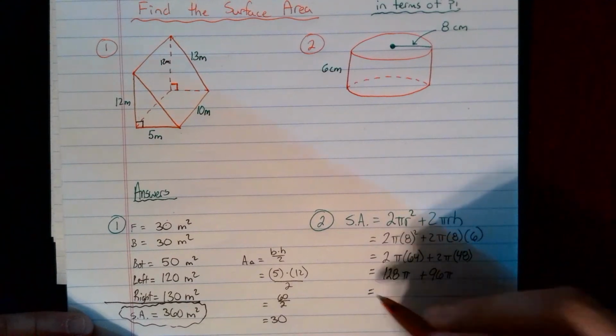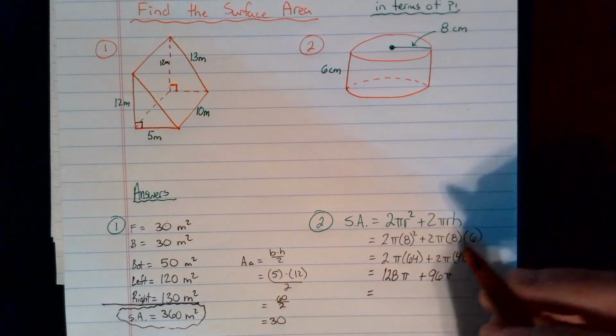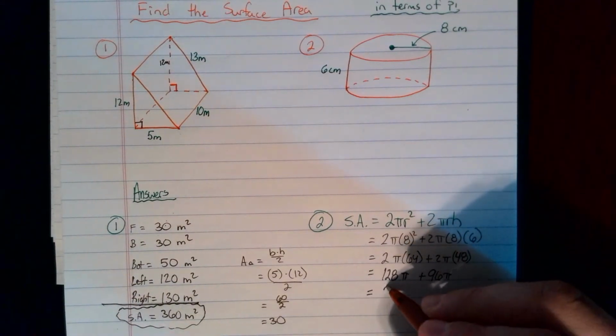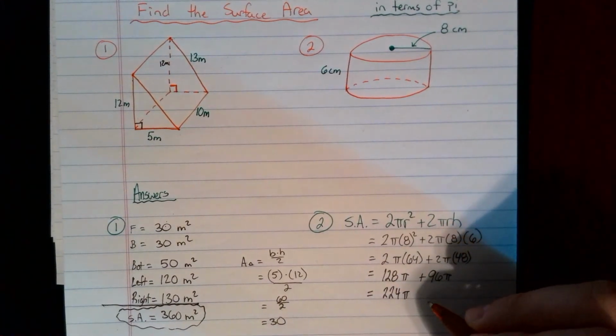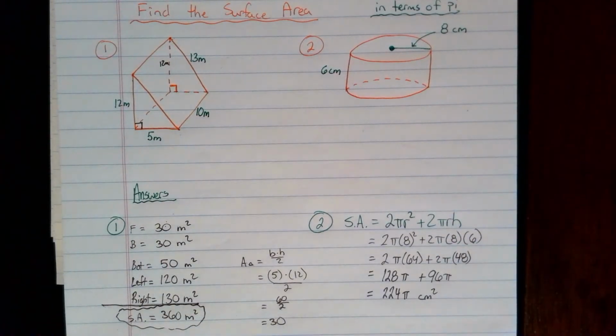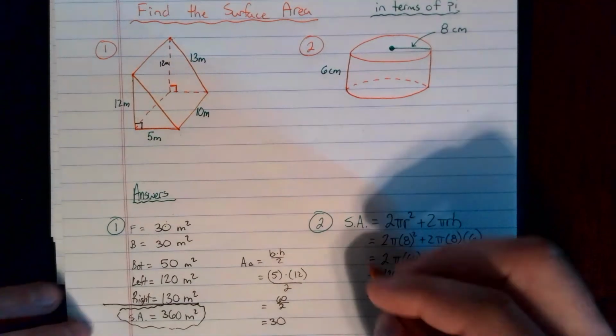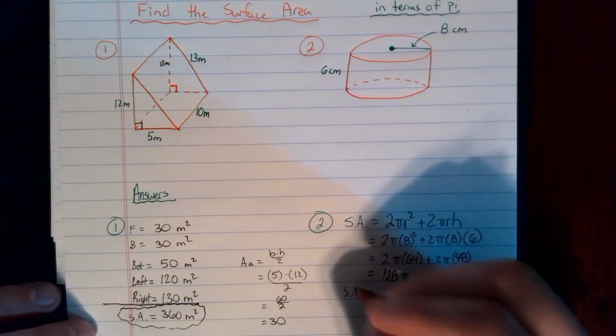And then we're just going to add those two together, and you're going to get, doing it in my head here, 224 pi, and my units would be centimeters squared. Again, hopefully I didn't make any mistakes with adding in my head there, but it looks pretty good. So that would be my answer to the surface area of that cylinder.